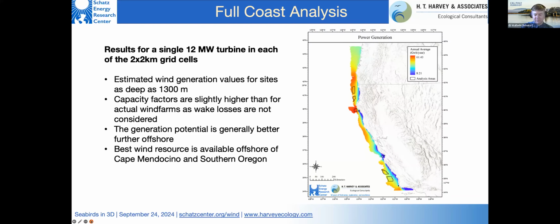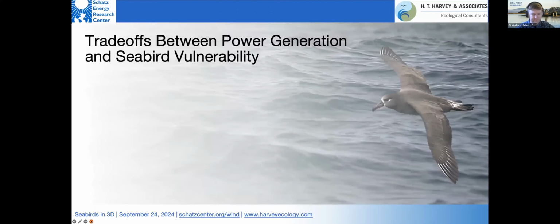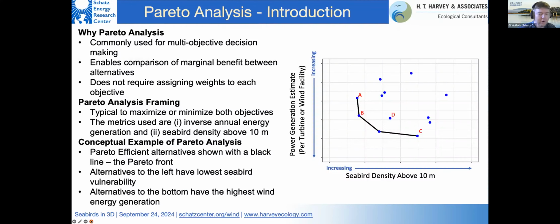Now that we've talked about both the Seabird and power generation portions, we can start to talk about some of these trade-offs between these two models. Slide, please. And one more. So I will start with a conceptual example of Pareto analysis. This doesn't show real results, but rather just conceptual values.